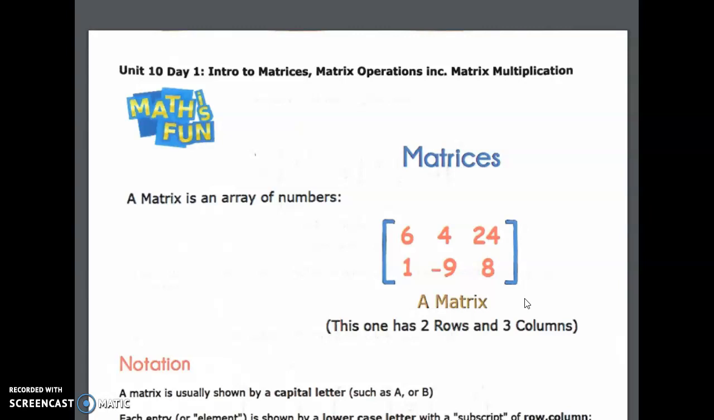The term element is what we call each number within a matrix. So if I ask you what element is in the second row and first column, here's the second row, here's the first column, the element that's listed there is 1.